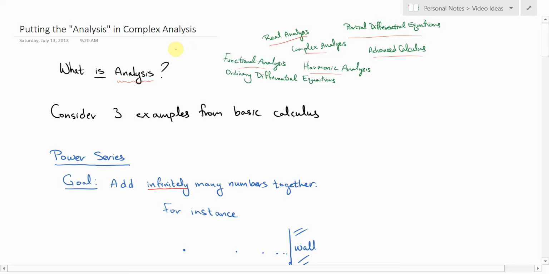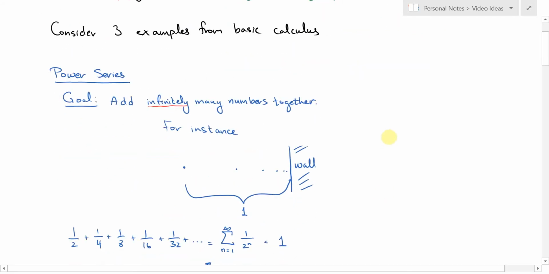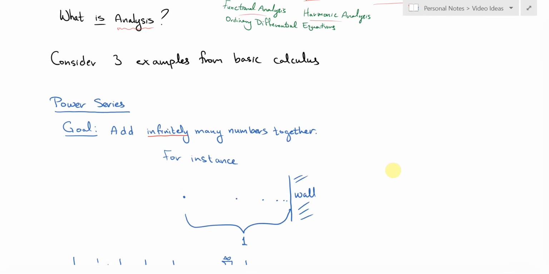So we're going to consider 3 examples from basic calculus that are really going to give us the feel of what the entire spirit of analysis is, because it's a little bit complicated. It's not some easy definition I can just give you right now. So the first thing we can consider are power series. And the goal of a power series, or maybe I should say infinite series, an infinite sum, is to add infinitely many numbers together. And you'll see a lot of these underlined words, pay attention to them. We're adding infinitely many numbers together.